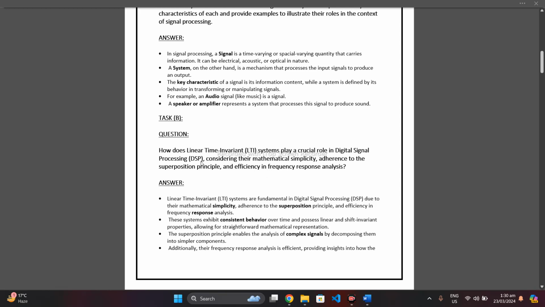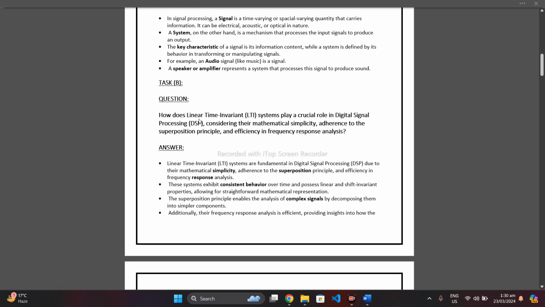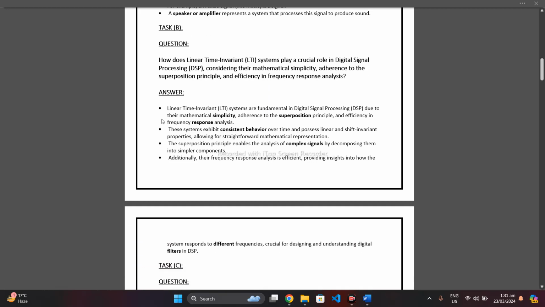Now task B. Question: how does a linear time-invariant system play a crucial role in digital signal processing? Considering their mathematical simplicity, adherence to the superposition principle, and efficiency in frequency response analysis. Answer: linear time-invariant systems are fundamental in digital signal processing due to their mathematical simplicity, adherence to the superposition principle, and efficiency in frequency response analysis.